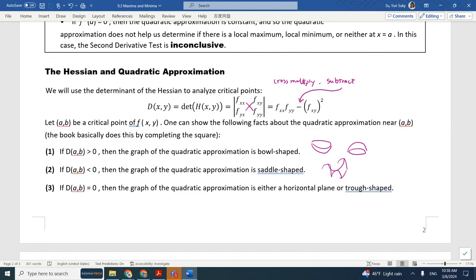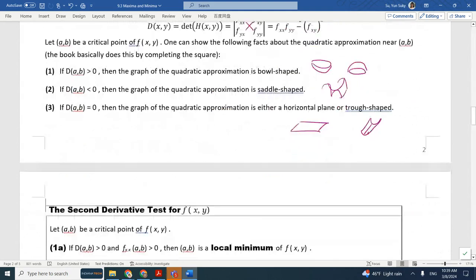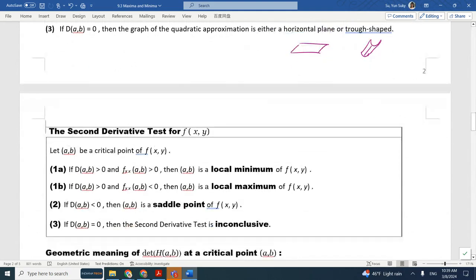If D is 0, then the surface, like the tangent plane, looks like a horizontal plane or a flat shape. A flat shape is like this. Okay? Or like a horizontal plane. Like this.